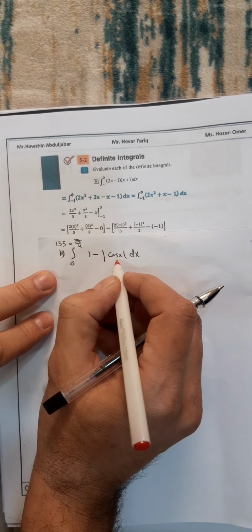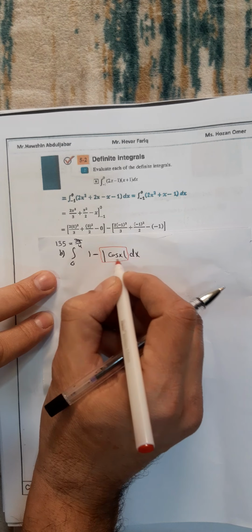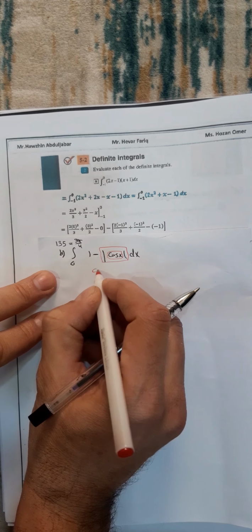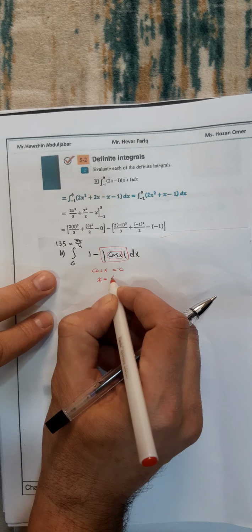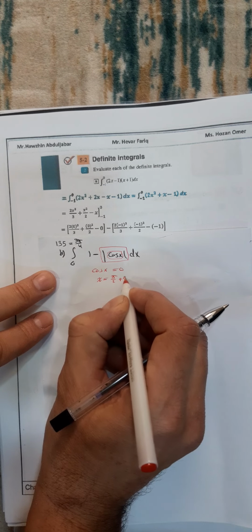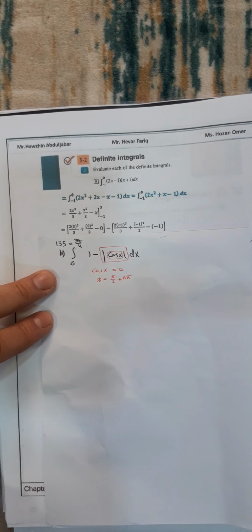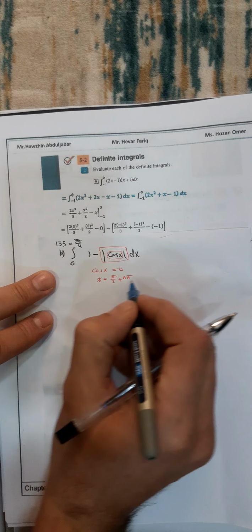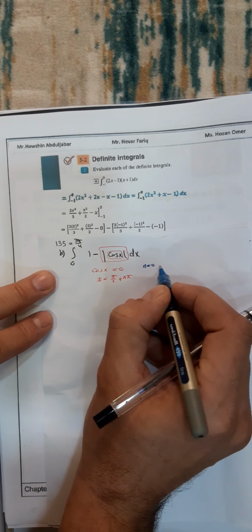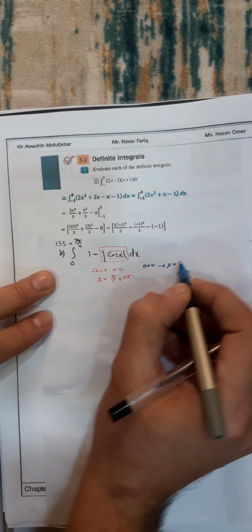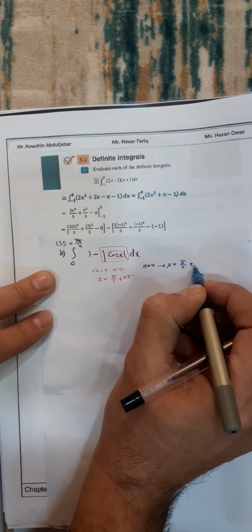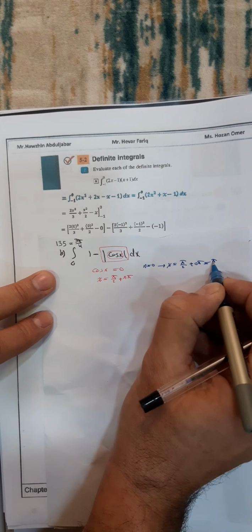The first step for solving a definite integral with an absolute value is to set the expression inside the absolute value equal to 0. So cosine is equal to 0, so x equals pi over 2 plus n pi. If n is equal to 0, then x is equal to pi over 2 plus 0 pi, which is pi over 2.